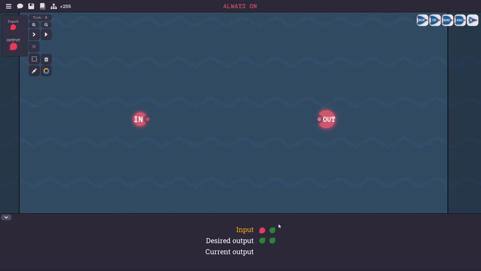Next, we have a circuit that's always on. An always on circuit just means that the input we don't care about because it's always on. So we don't care what the input is. We always want this to be on.